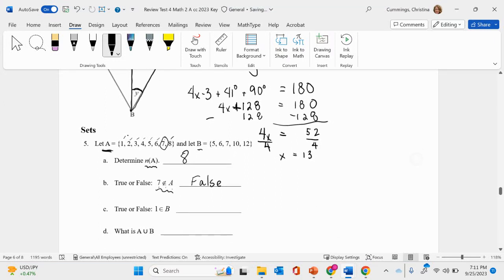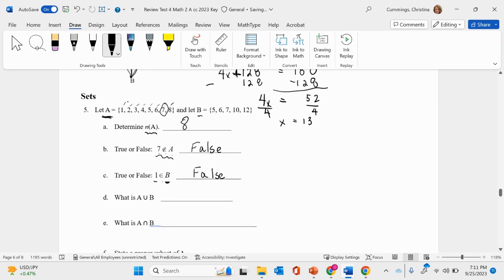The next question is another true or false. Let's look at set B. Is 1 an element of set B? No, 1 is not an element of set B. So that statement's false. Now they want to know A union B.